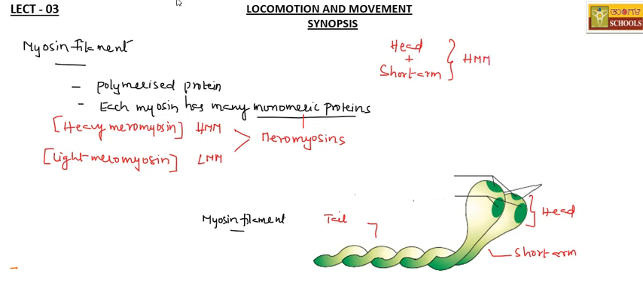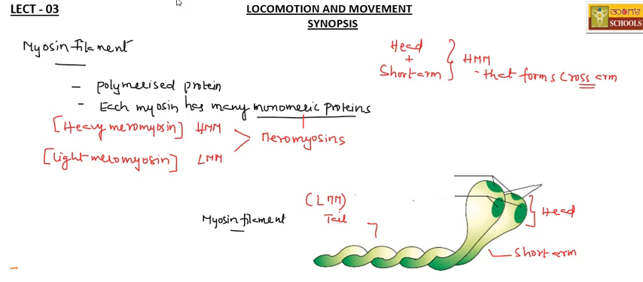This HMM is the one that actually forms the cross arm during muscle contraction, which we will see when we study muscle contraction. So the head and the short arm together constitute heavy meromyosin, and the rest of it is the tail, and this tail constitutes LMM, that is light meromyosin.